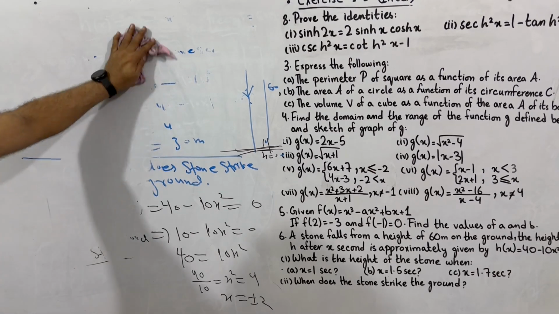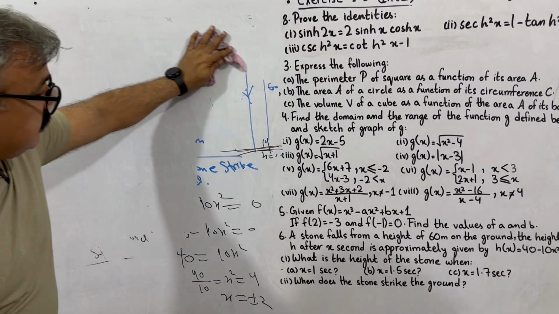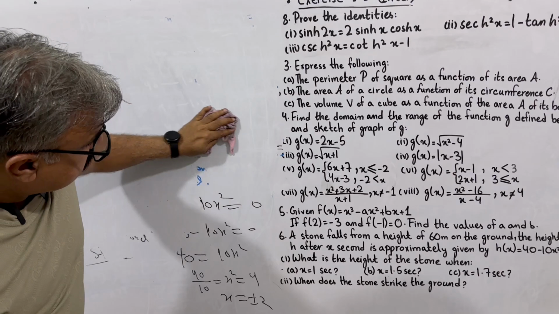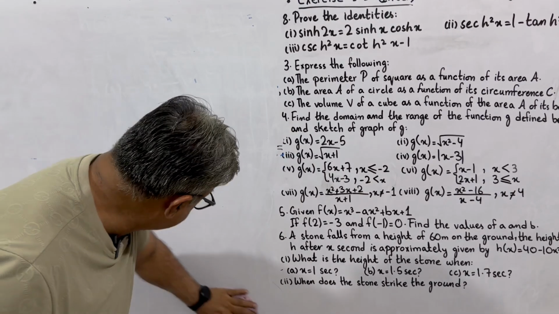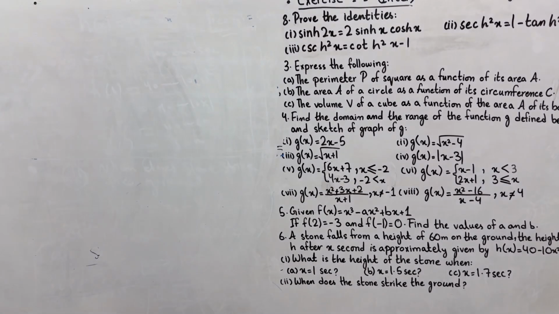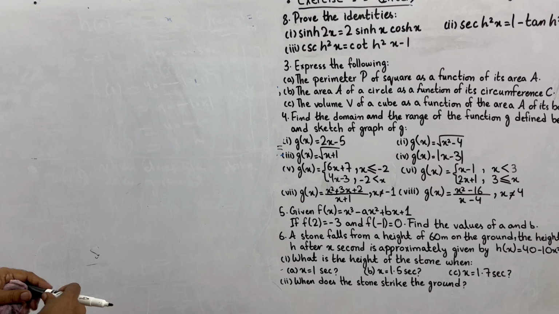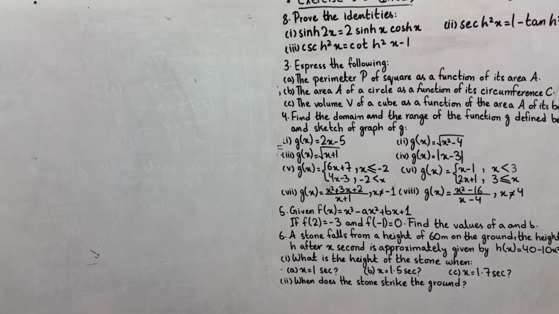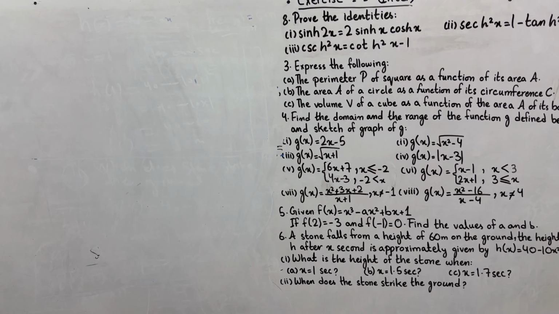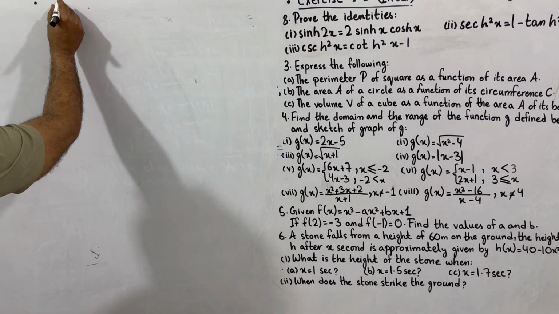Moving towards question number 5 now. A function is given to us: f of x is equal to some cubic function, x cube minus a x square plus bx plus 1. f of 2 is given to us as minus 3 and f of minus 1 is equal to 0. Then we are asked to determine the values of a and b. Simple one it is.